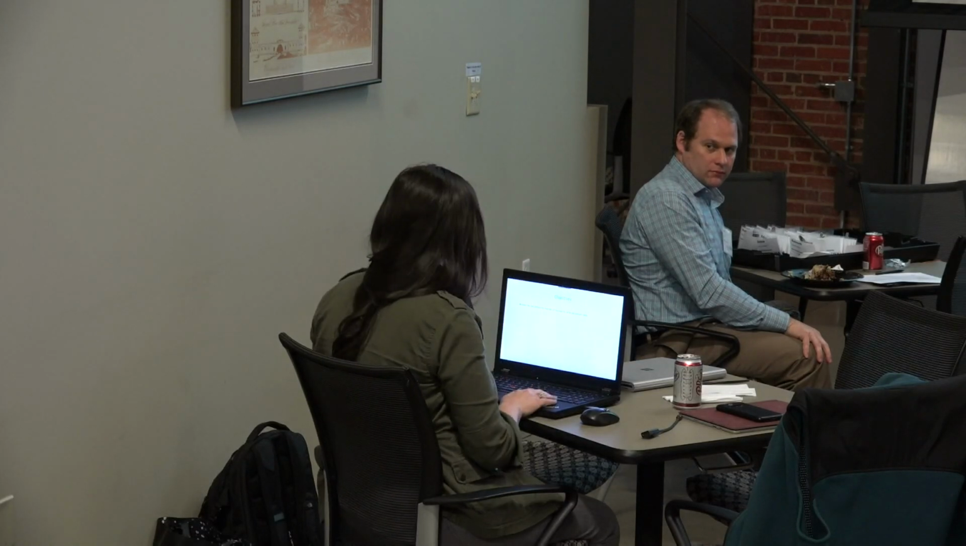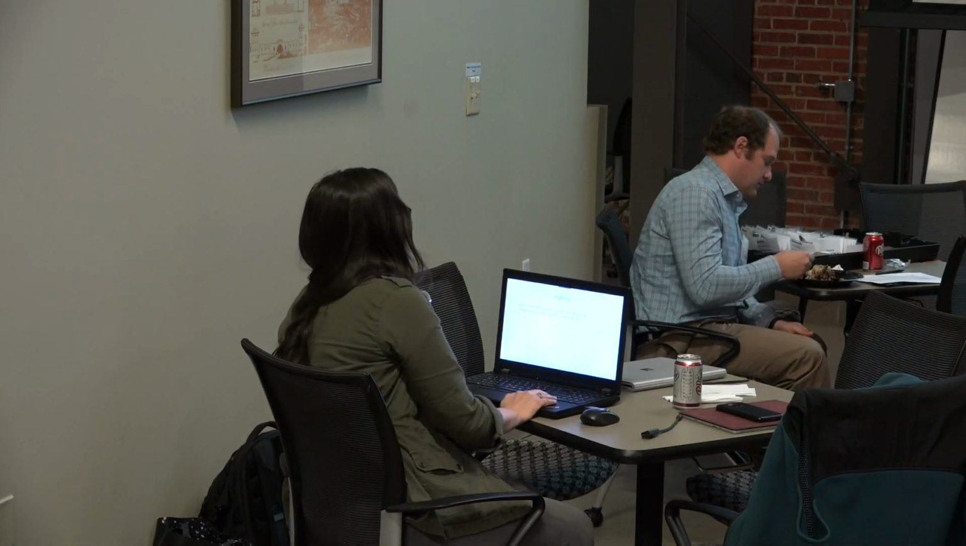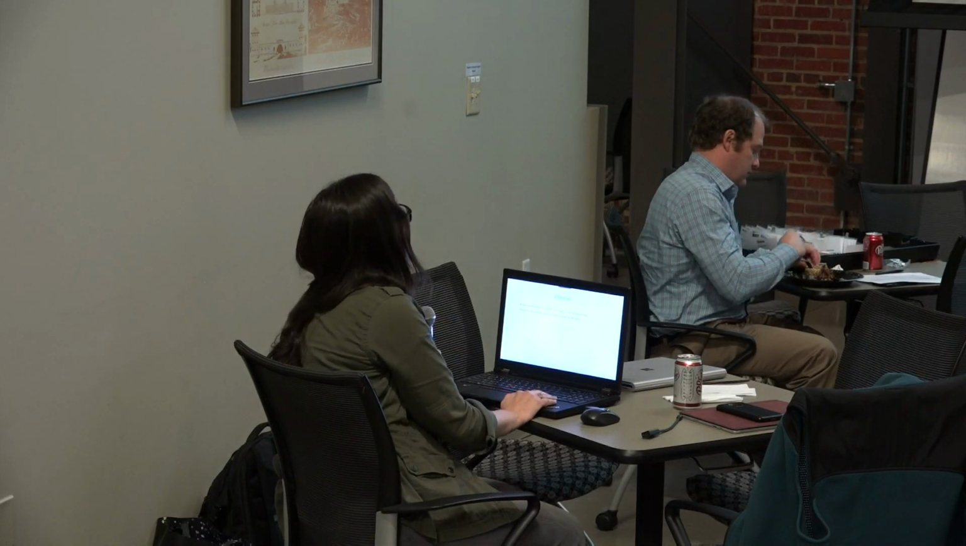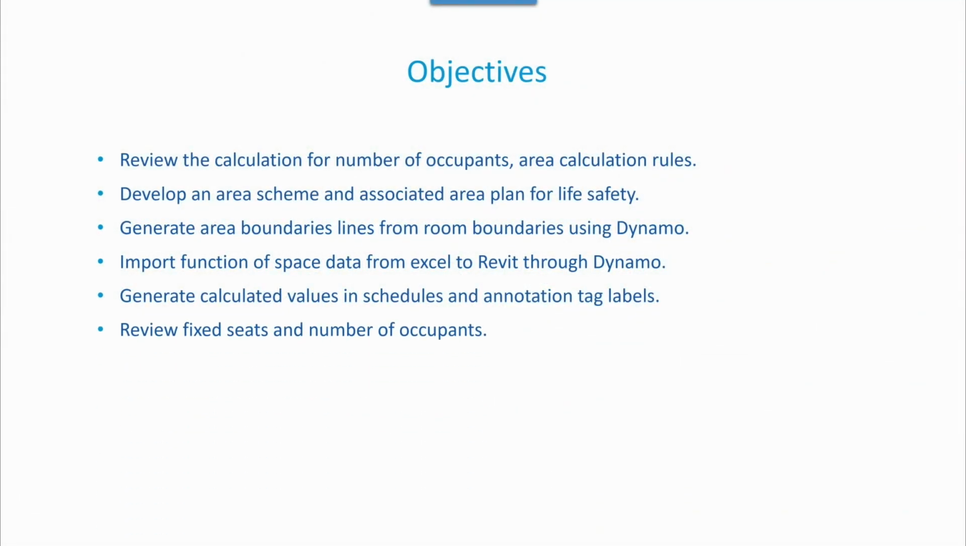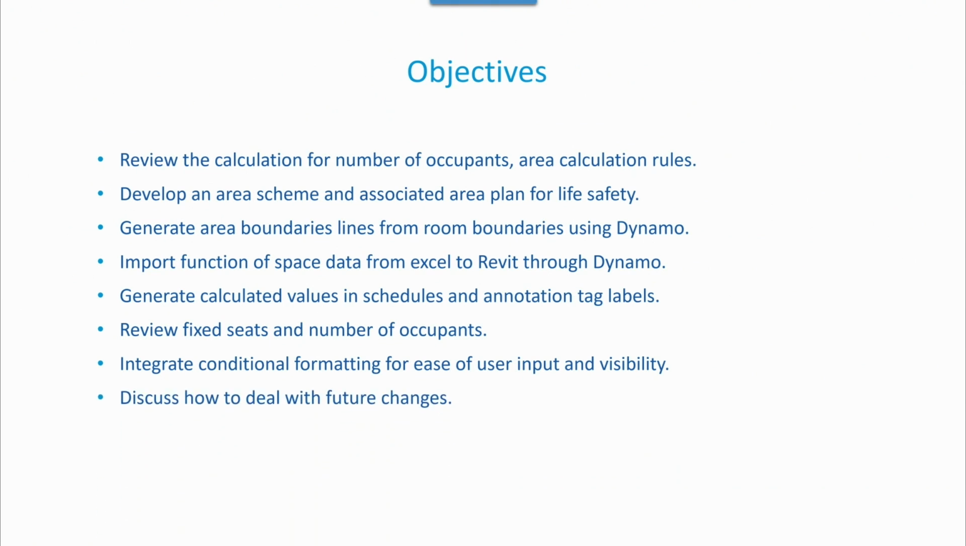occupants in a space. Life safety is tons of calculations. We're going to talk about this one in particular. Okay. So what we're going to do is we're going to develop an area scheme, and this is going to be an area scheme specifically for life safety. We're going to generate some area boundary lines, right? We've done this, right, Hans? Area boundary lines, calculate square footage in a space. Awesome, okay. We're going to import some stuff. We're going to generate some calculated values. We're going to talk about kind of quirks in the calculation. Make it easier for our users by creating some conditional formatting. And we're going to discuss how to deal with future changes, right? Spaces change, buildings change, things get VE'd, right? So how the number of occupancy changes as the building changes.